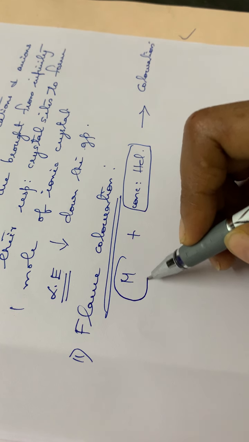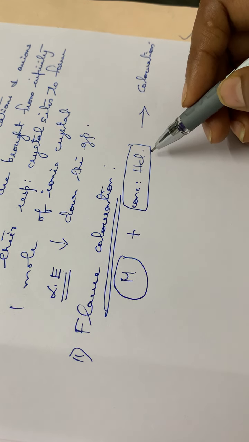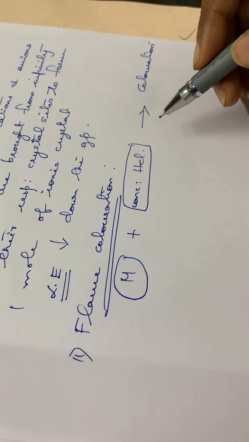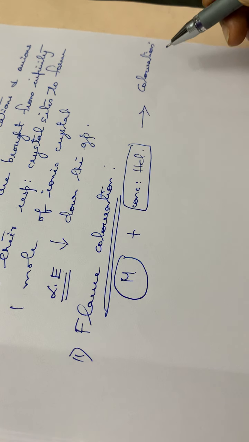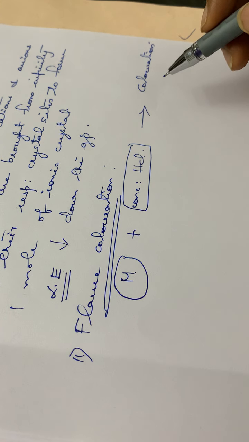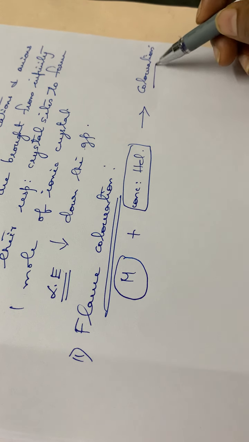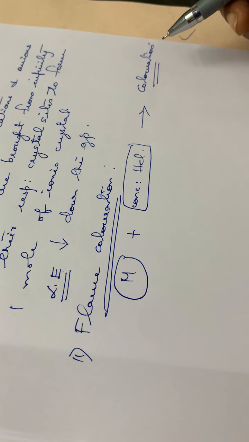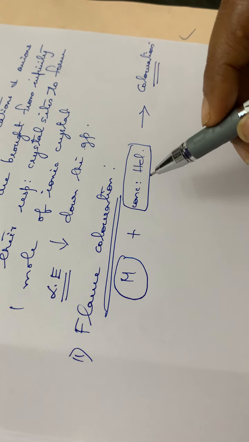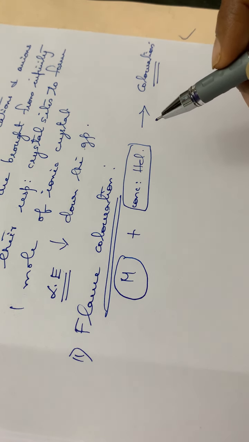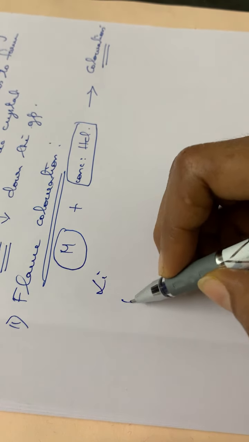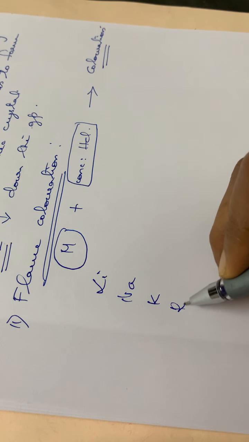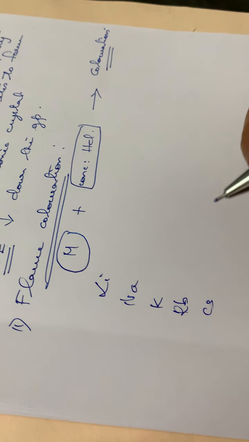That means we make a paste of the metal with concentrated HCl, and then it is shown to a non-luminous flame using a glass rod. Then a color is imparted to that non-luminous flame. So this flame coloration is also an important property of the alkali metals. The alkali metals are lithium, sodium, potassium, rubidium, cesium. Okay, so these are the alkali metals.